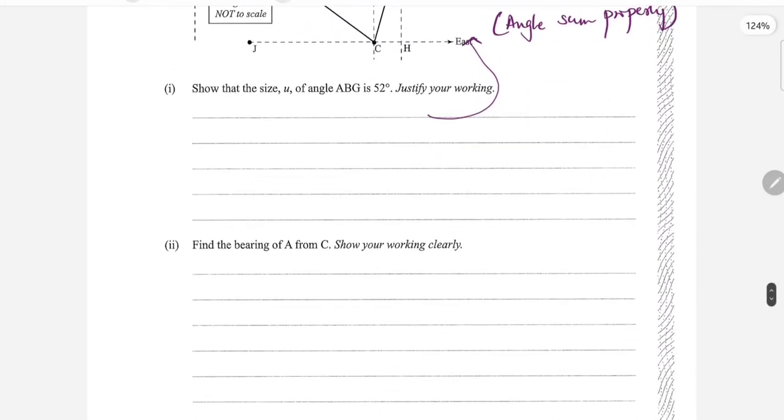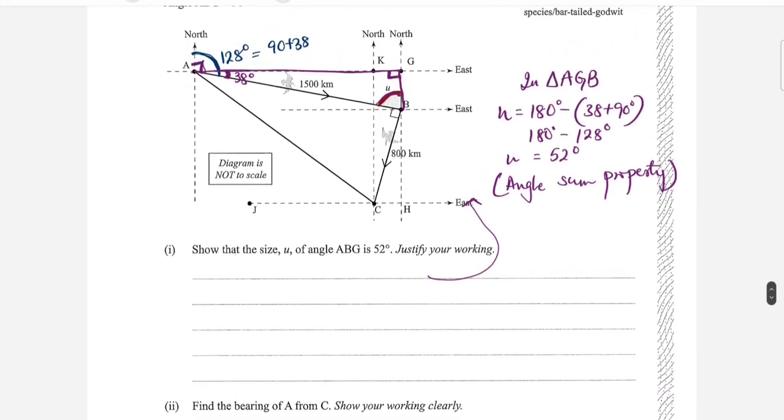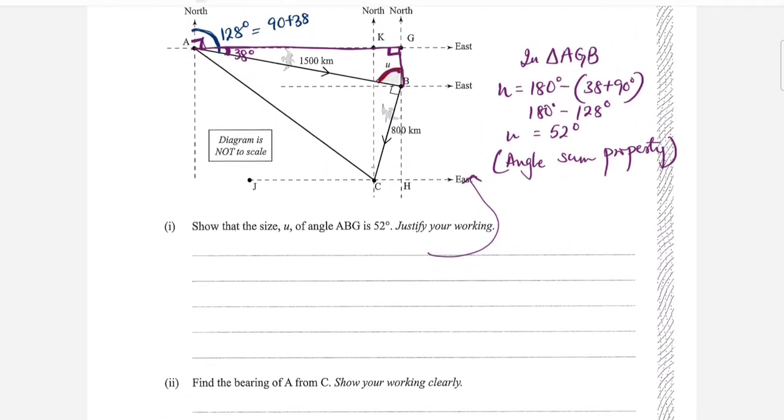All right, next question. Find the bearing of A from C. All right, so we have to find the bearing from C. So that is a 90 degree north. So I think it's this one that we are finding, this angle here.